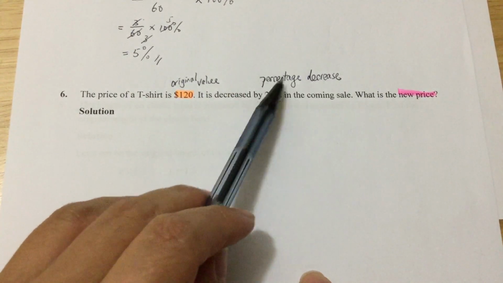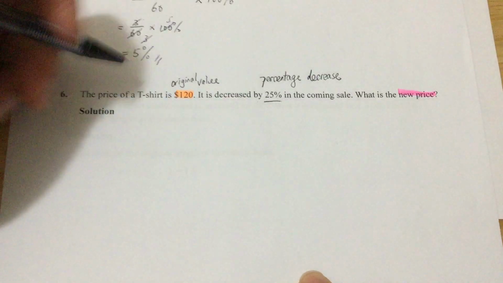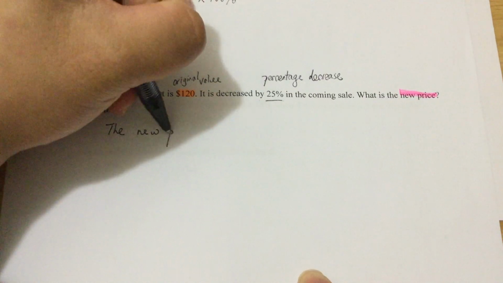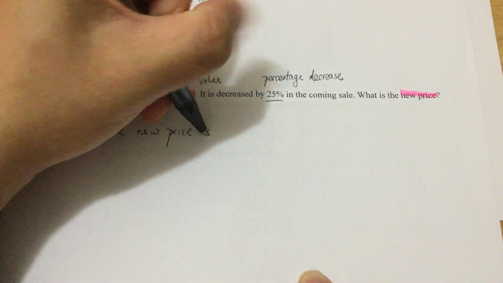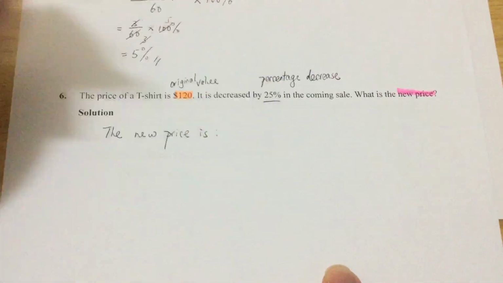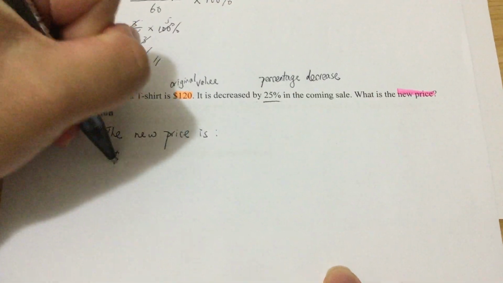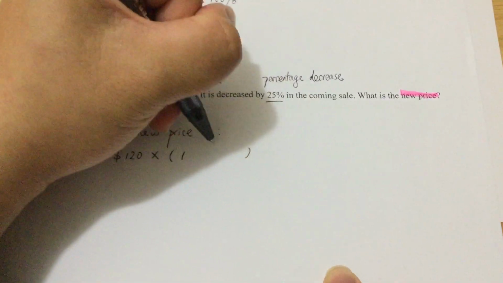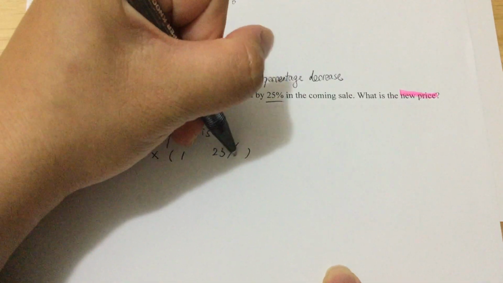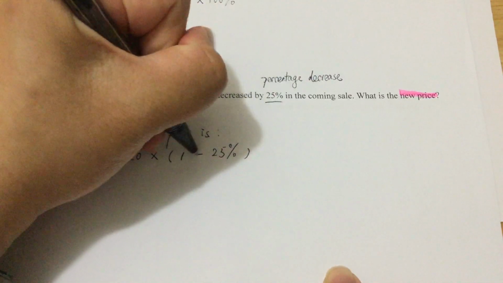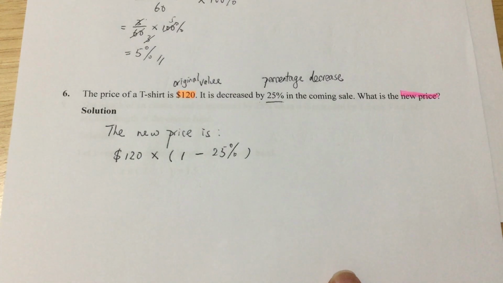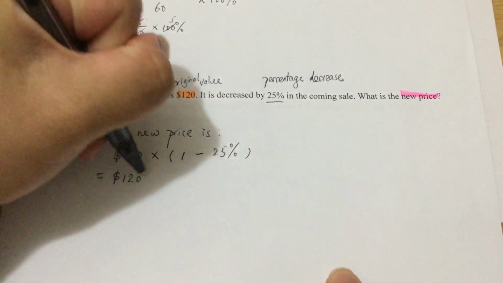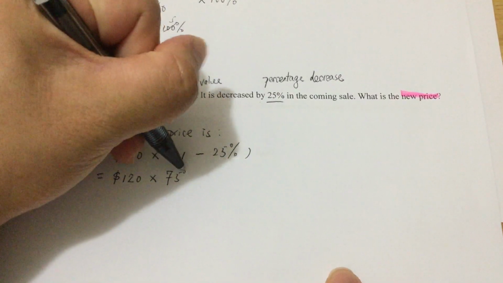By, that means I must divide my price. So I will have the new price. The new price is, following the formula, you know that it's 120 times 1 and 25%. Because this is a decrease, so you have minus. Okay, this is minus. So we have 120 times 75%.